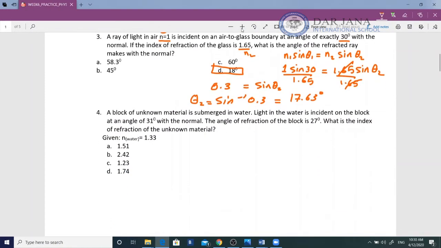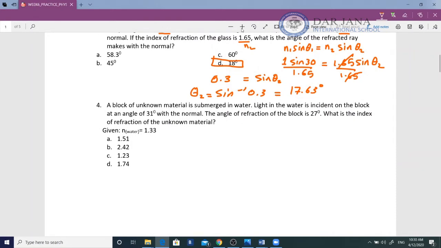A block of unknown material is submerged in water. Light in water is incident on the block at an angle of 31, so that's theta I, theta I equal 31 degrees. So we are in water, so N1 is equal to the water, 1.33. The angle of refraction, so that's theta 2, equal 27. What is the index of refraction of the unknown material?